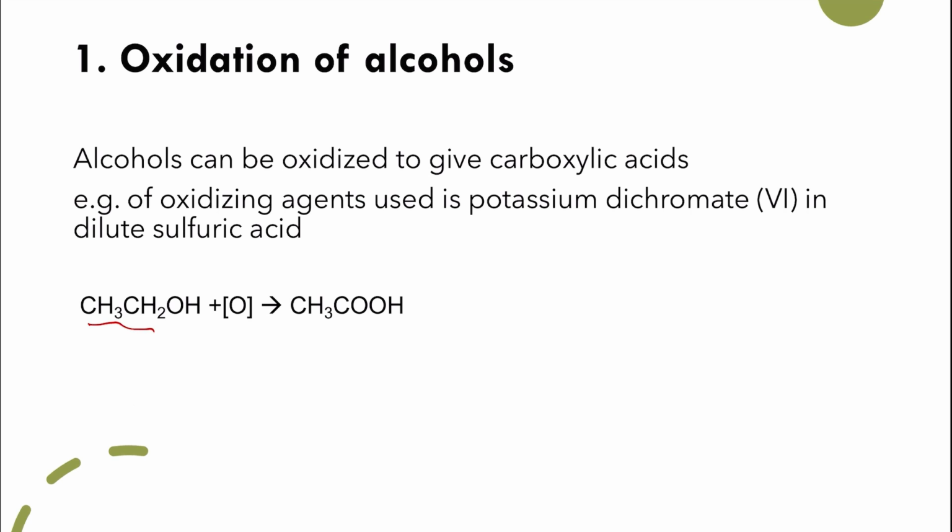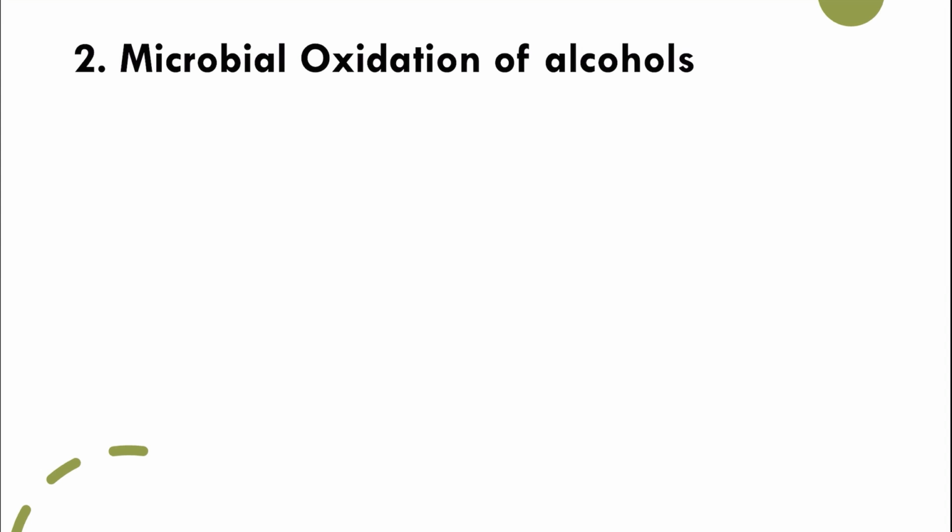So you can use any alcohol in presence of potassium dichromate and dilute sulfuric acid, and that will give you the corresponding carboxylic acid, which is the carboxylic acid with the same number of carbon atoms. So ethanol will give you ethanoic acid.